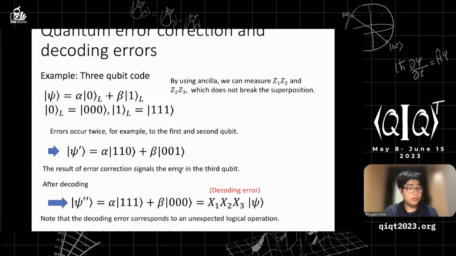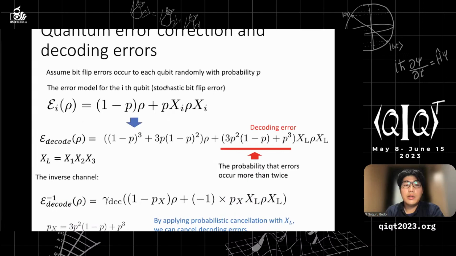And consider the case like bit flip errors. Suppose this error operates on every qubit independently. In that case, there are events like two errors and three errors, and that leads to the decoding error like this. For suppressing such decoding error, when we just use error correction, we have to increase the code distance, the number of physical qubits to encode one logical qubit. But that is experimentally demanding.